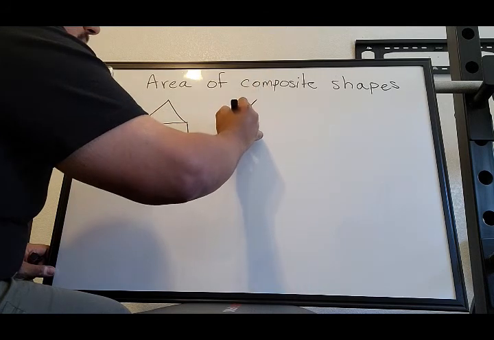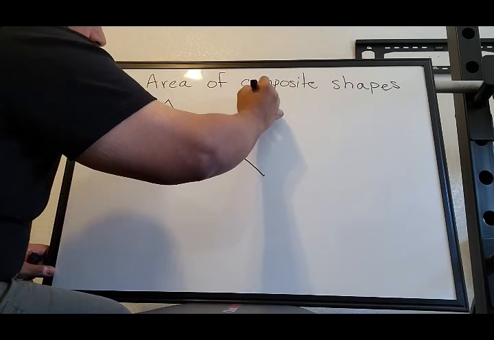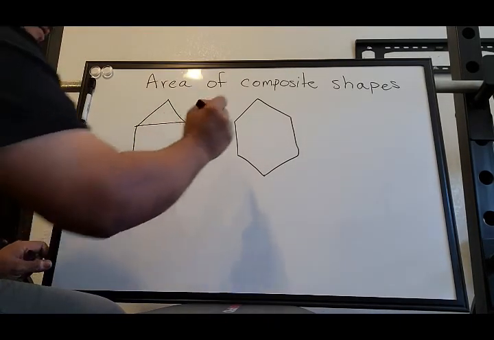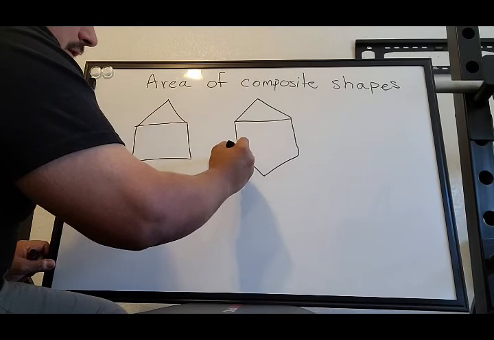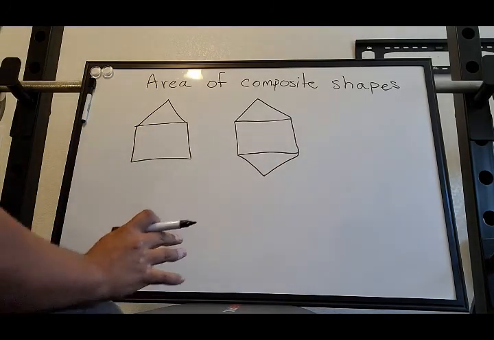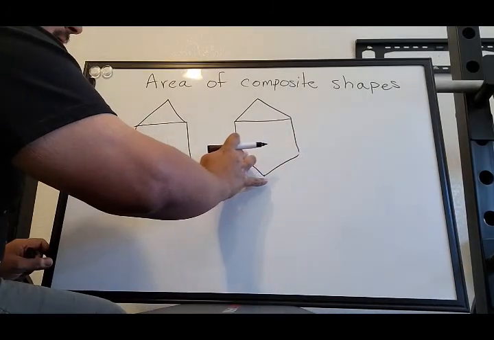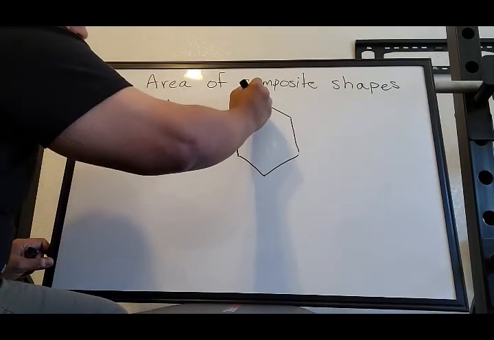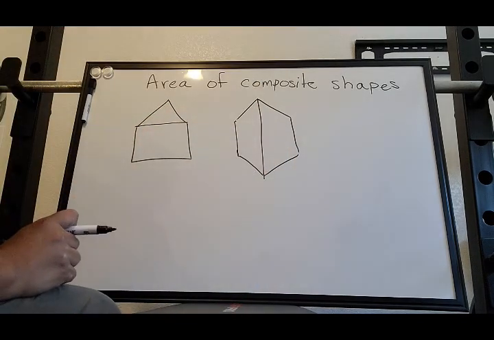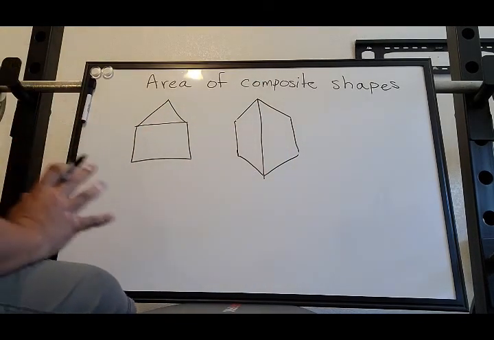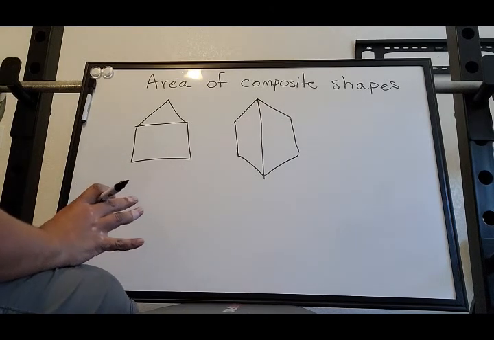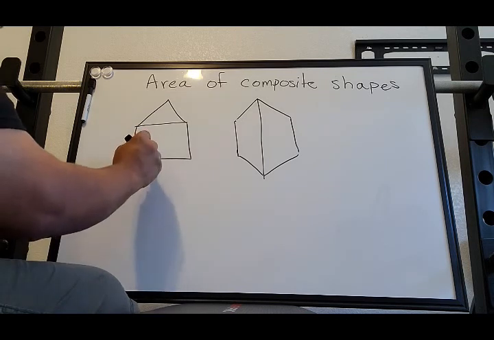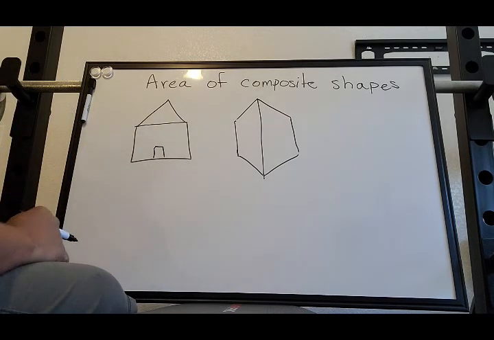A hexagon can be identified as either two triangles and a rectangle, or even as two trapezoids. This would be important to take into consideration since we're going to be looking at objects in real life. For example, this could easily be a house.